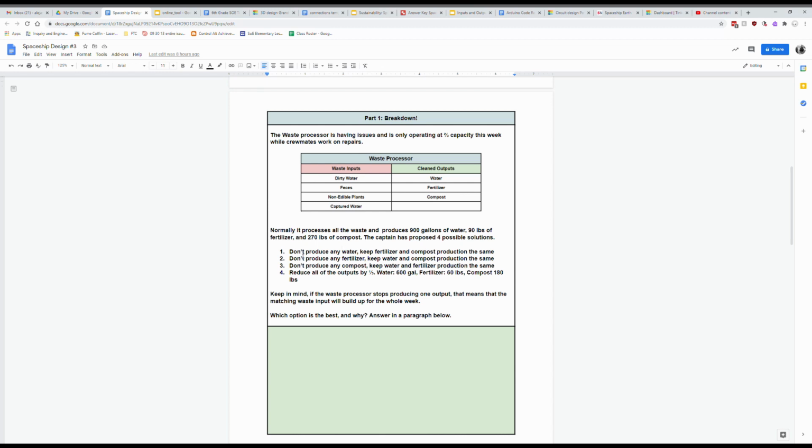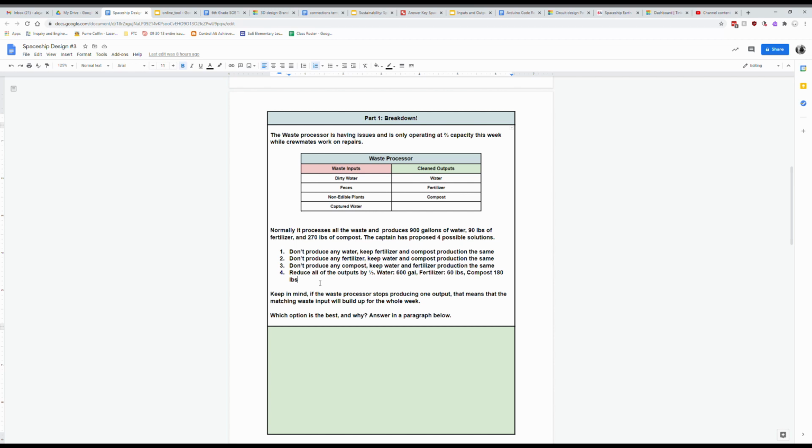First three choices are, if we're only acting at 2/3 capacity, let's only do 2/3 of the things. So option 1 is to not produce any water and only work on the fertilizer and compost. Option 2, don't produce any fertilizer and only keep the water and the compost. Option 3, don't produce any compost, only produce the water and fertilizer. And option 4, reduce all of them by 1/3. So go down to 600 gallons of water, 60 pounds of fertilizer, and 180 pounds of compost.